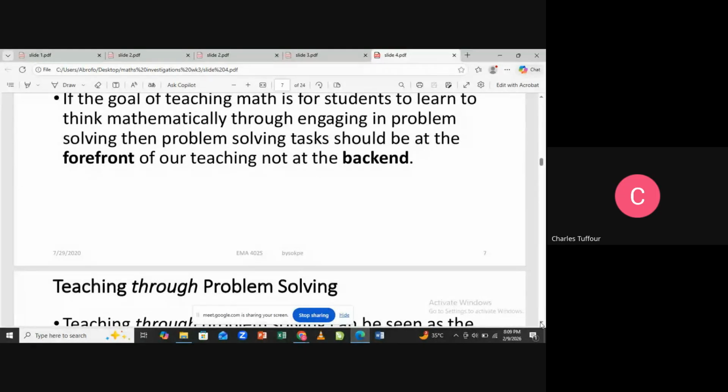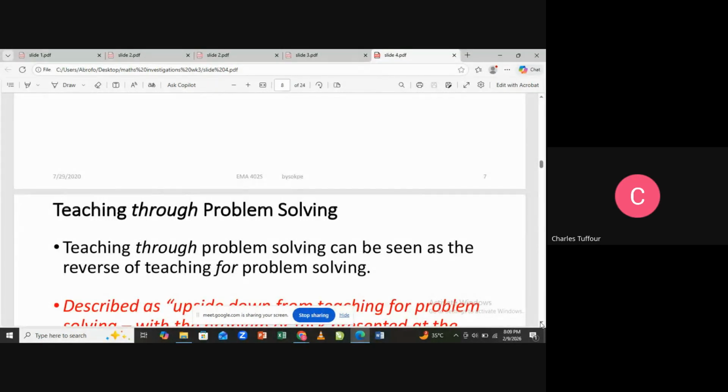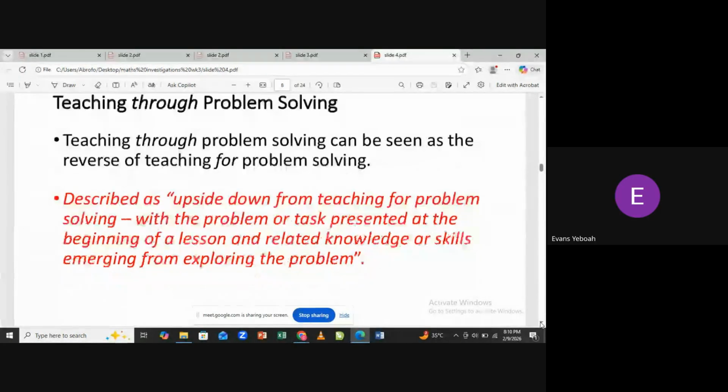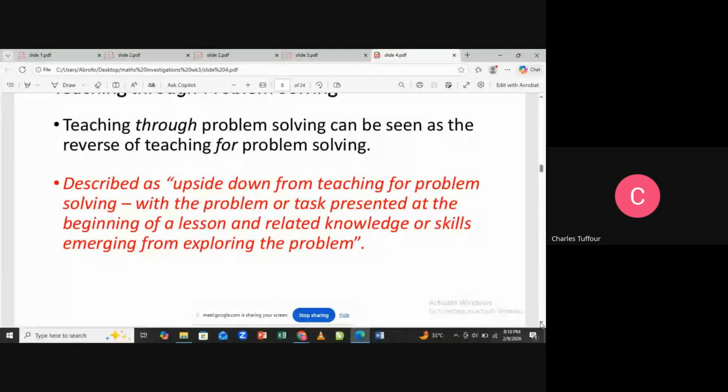So if you want them to engage in problem solving skills, right after the teaching, let them. We shouldn't finish before we allow them to apply what we have taught them to solve a problem. Teaching through problem solving can be seen as the reverse of teaching for problem solving. It is described as upside down from teaching for problem solving, with the problem or task presented at the beginning of a lesson, and related knowledge or skills emerging from exploring the problem. So by teaching through the problem, right when you begin the class, you give them the task.